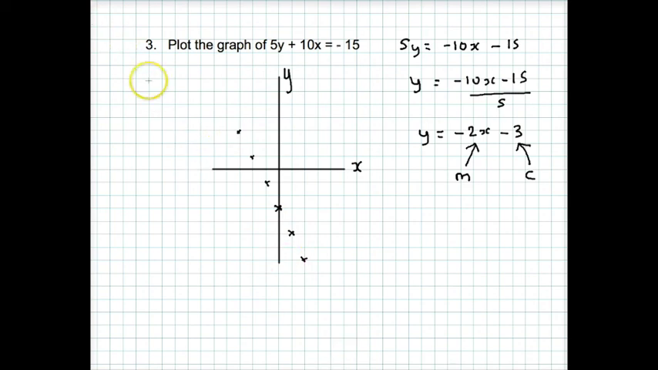So I can just join up my points, and that gives me the graph of y equals minus 2x take away 3.